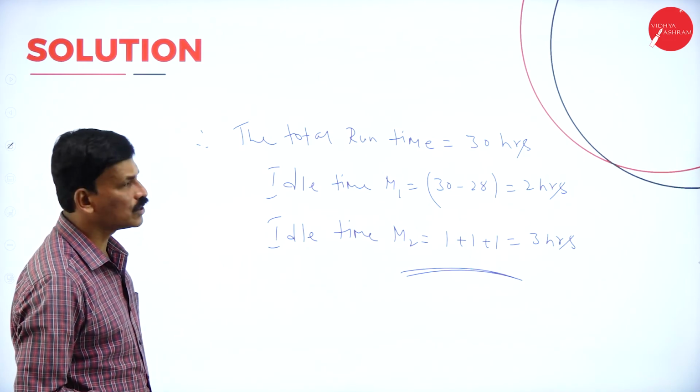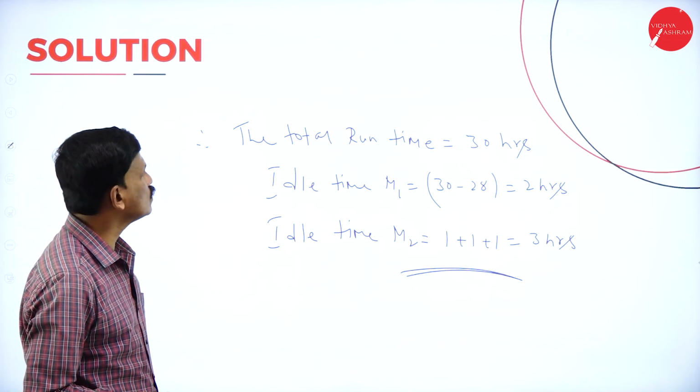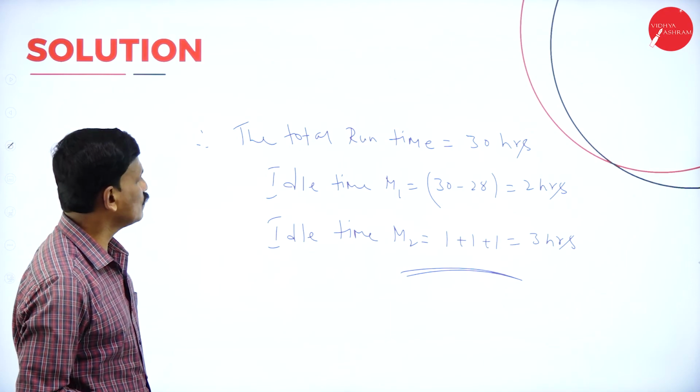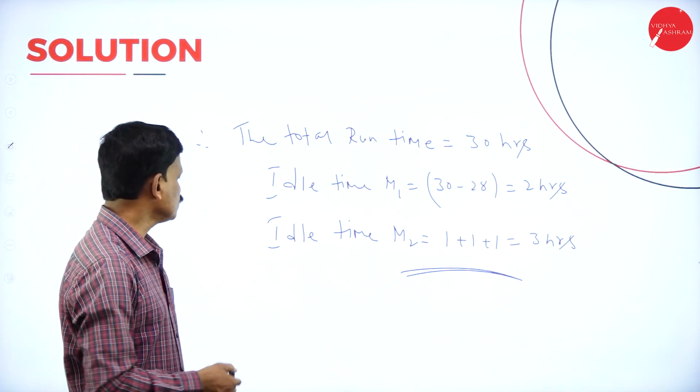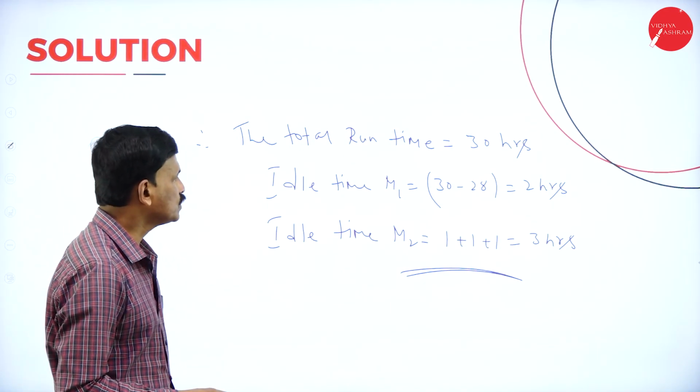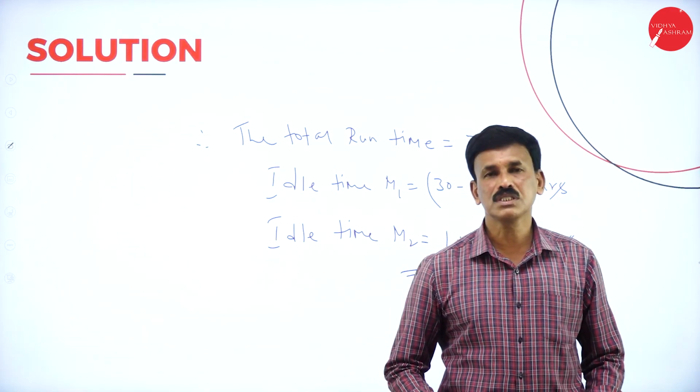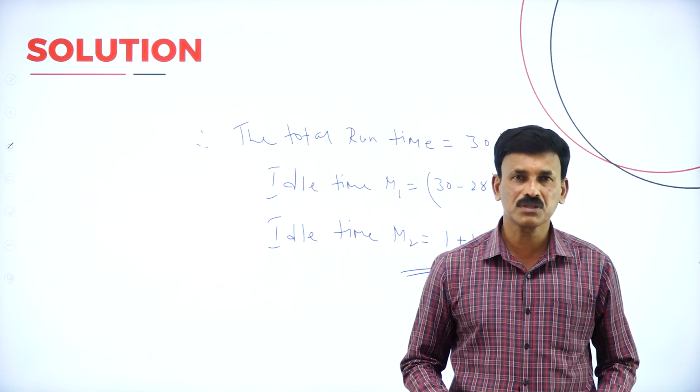So therefore, the total run time or elapsed time is equal to 30 hours. Idle time for machine M1 is 2 hours. Idle time for the machine M2 will be 3 hours. That's it. Okay. So this is how we are going to solve the problems based on this concept.